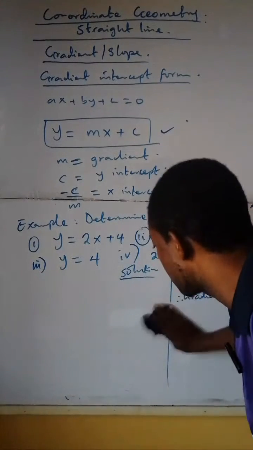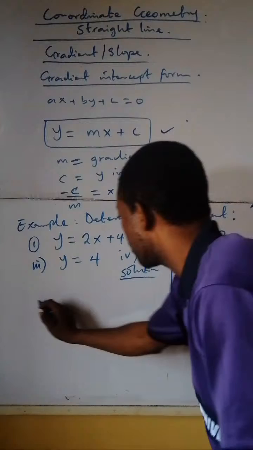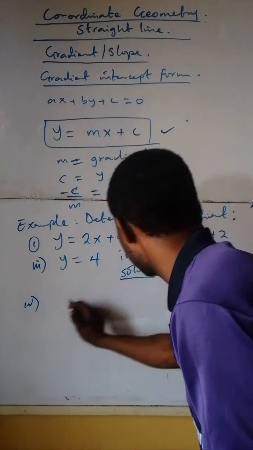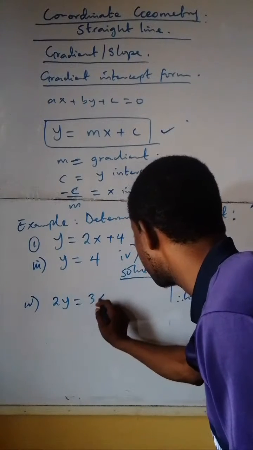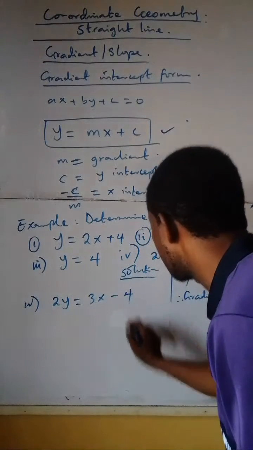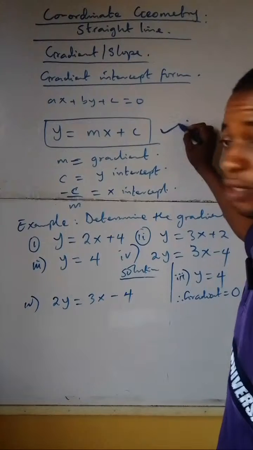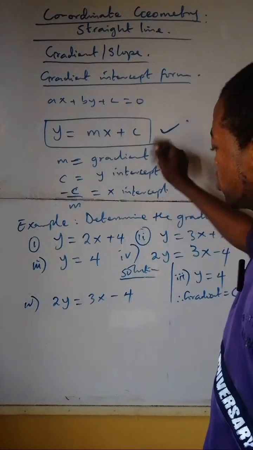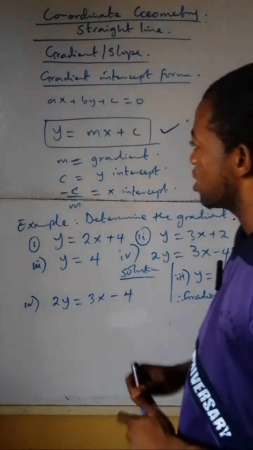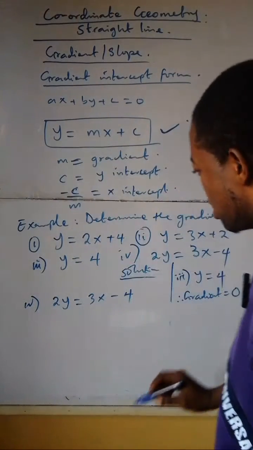And the fourth one here, let's clean this so that we write the solution out on this side. Number 4, what we have there is 2y equals 3x minus 4. Now here, we need to compare this and rewrite it in this format, y equals mx plus c. It means that we make y the subject, with y standing alone on one side.